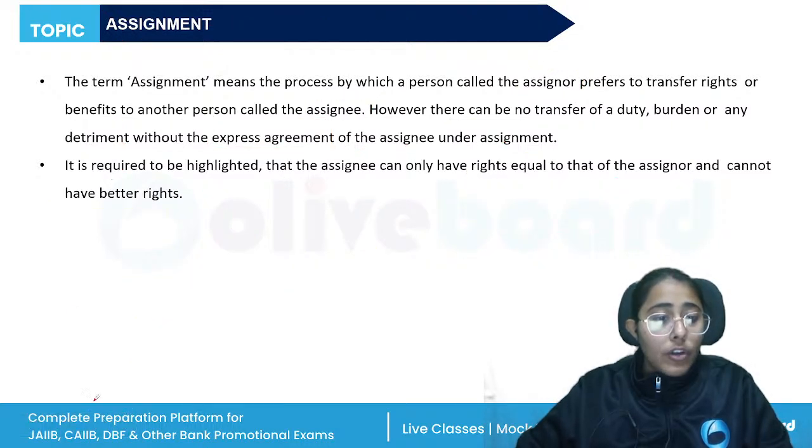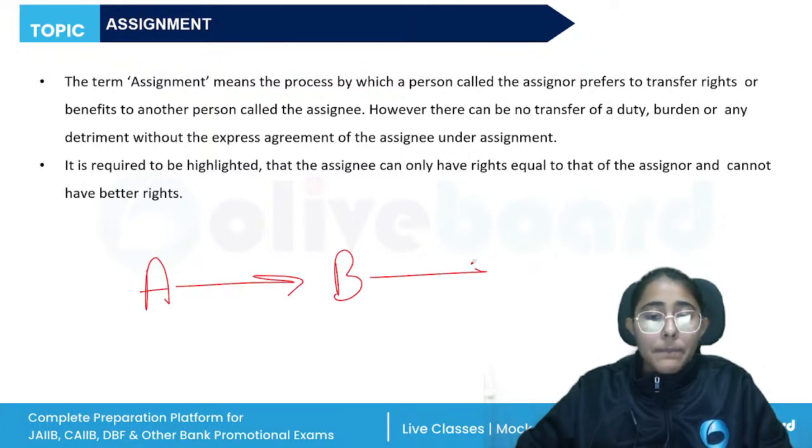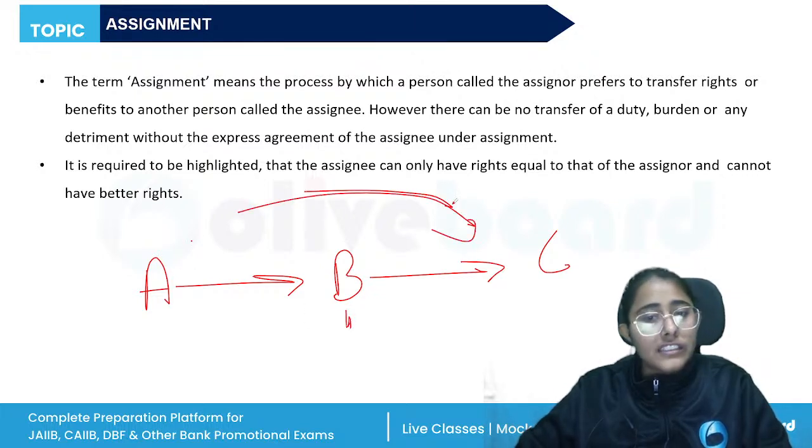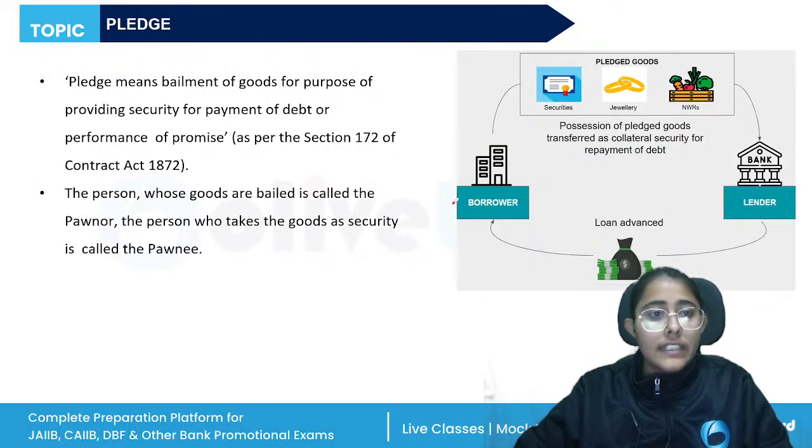Another example of assignment can be if, let's say, A owes a debt to B and B owes a debt to C. So B can say to A, you make payment directly to C. So that is also a type of transfer of the rights.